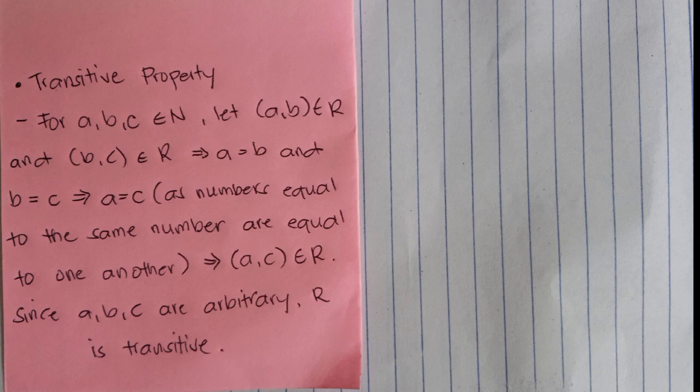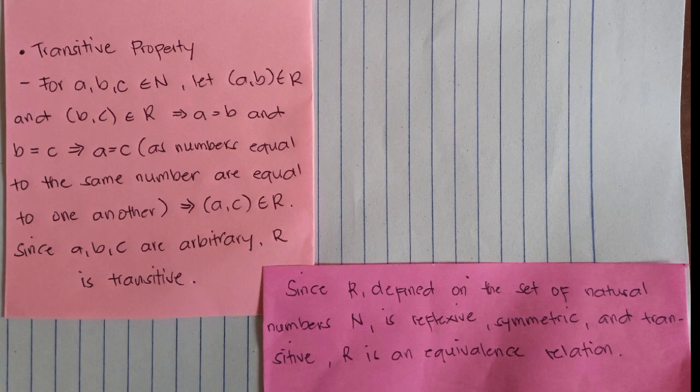Lastly, transitive property. For a, b, c element of capital N, let (a, b) element of R and (b, c) element of R, that is a is equal to b and b is equal to c, and a is equal to c, as numbers equal to the same number are equal to one another. So (a, c) element of R. Since a, b, c are arbitrary, R is transitive. Since R defined on the set of natural numbers N is reflexive, symmetric, and transitive, R is an equivalence relation.